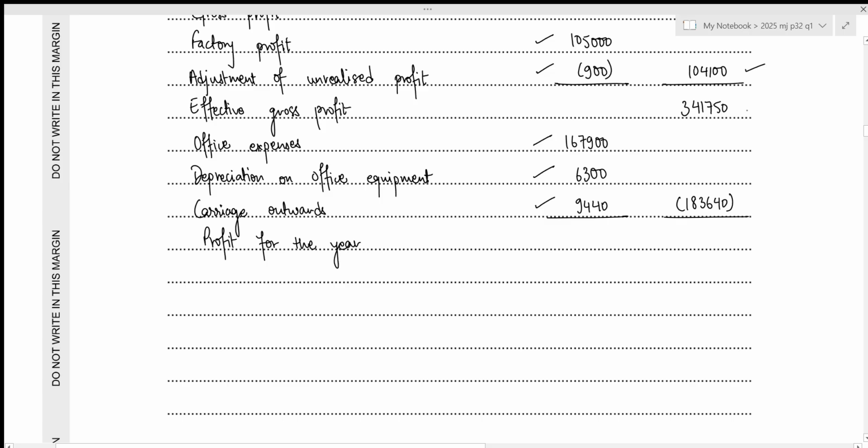Then we can calculate our profit for the year. That will be 341,750 minus 183,640, which results in the value of 158,110. That is all for the second part of this question. Let's move towards the next one.